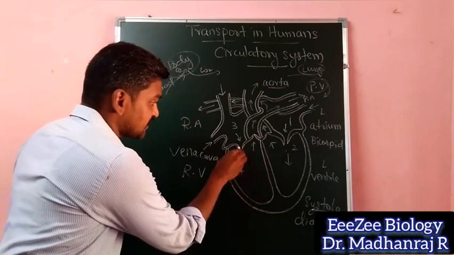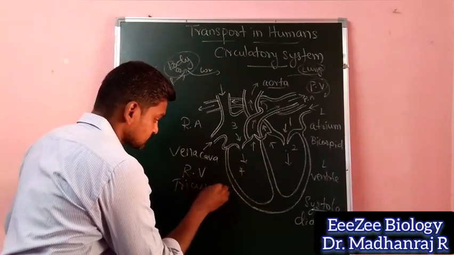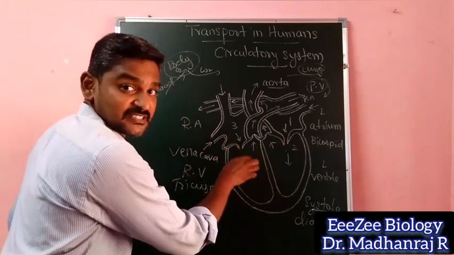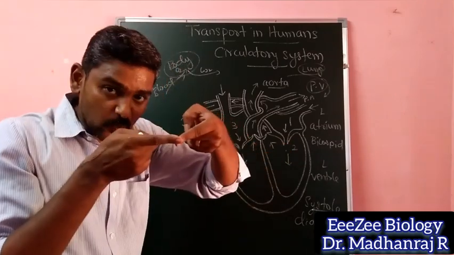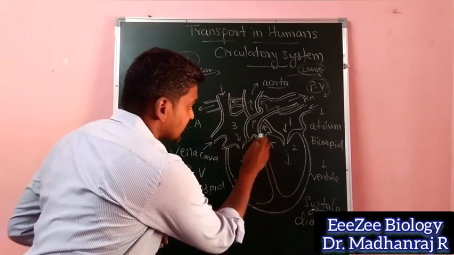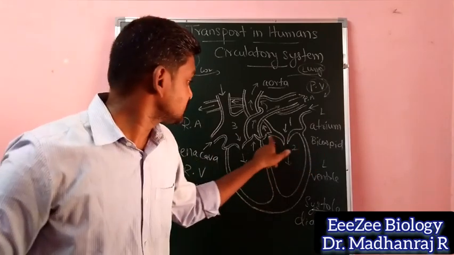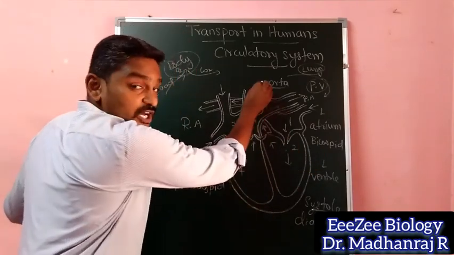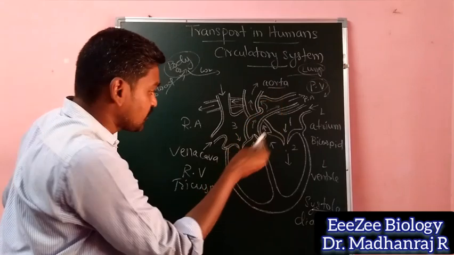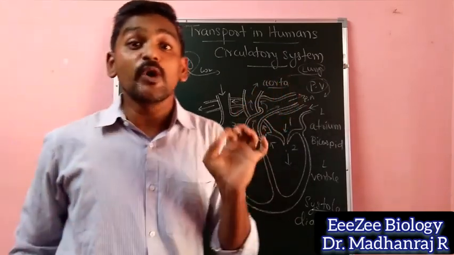Similarly, here also you see one valve. This is called the tricuspid valve. So bicuspid and tricuspid valves are there. Here also it closes automatically to prevent the backward flow. Similarly, you can see one here and one here. These valves are called aortic. One is here, going to the aorta, so it is called the aortic valve. Whereas the one going through the pulmonary artery is called the pulmonic valve.